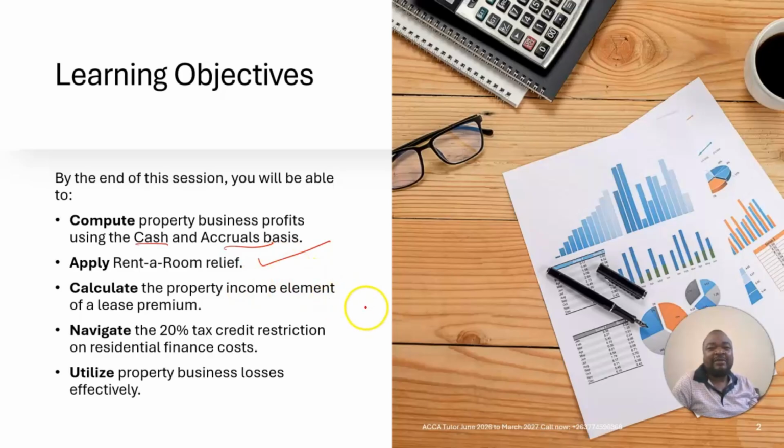Calculate the property income element of a lease premium. Navigate the 20% tax credit restriction on residential finance costs. And lastly, utilize property business losses effectively. So these are our objectives. If we give solutions to these objectives, then we are going to pass everything related to property income in our upcoming exams.